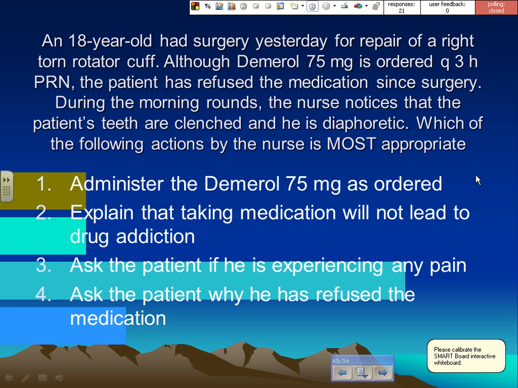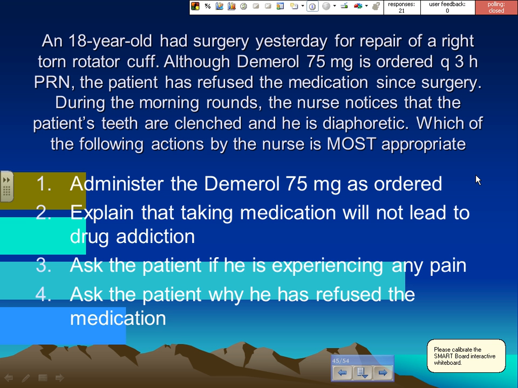Most of you said ask him if he's experiencing any pain. Why is number 4 not correct? Because it has the word why in it. Even though in real life you would probably be saying to that patient, why are you refusing your medication? In NCLEX land, that's confrontational, puts the patient on the defensive. So you first have to ask him if he's experiencing any pain.